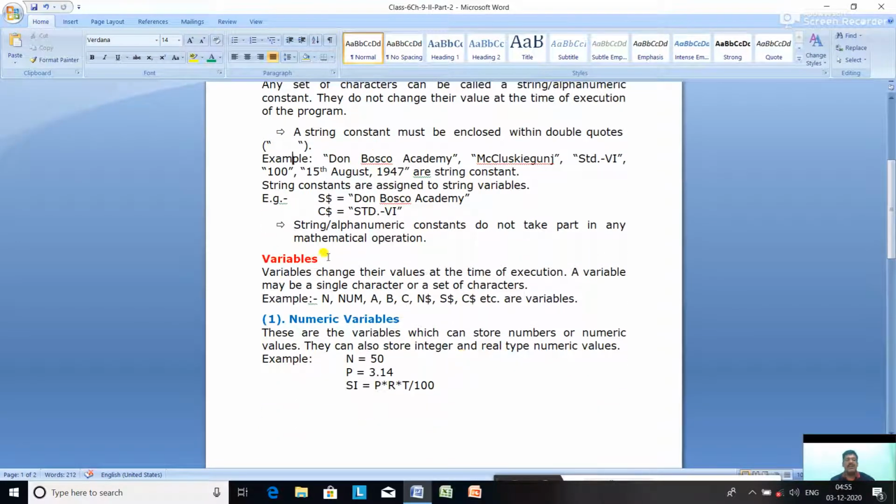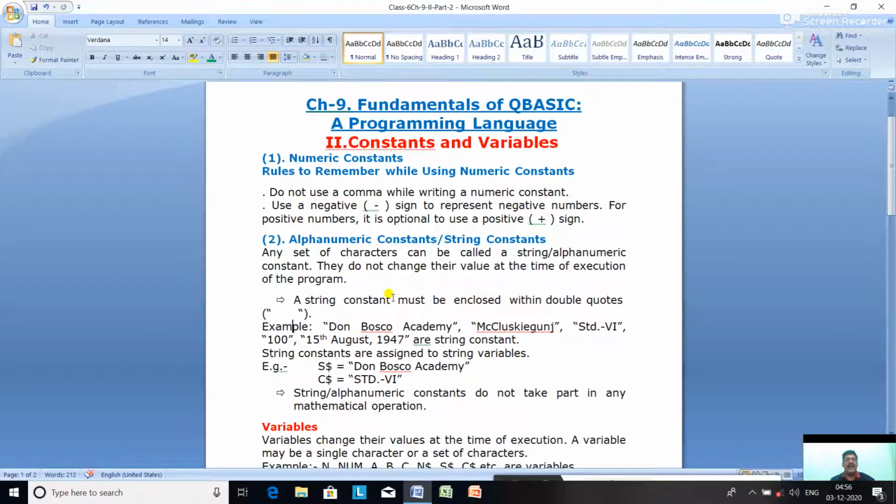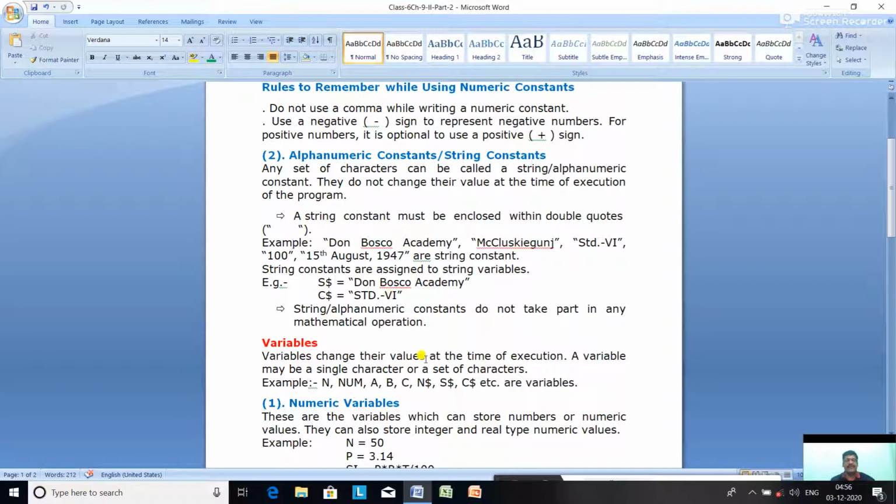Now next is variables. Variables means changeable, like age. Each and every year the value of age changes. Your height, your weight, these are variables. So variables change their values at the time of execution. A variable may be a single character or a set of characters. Variables are also of two types: numeric variables and alphanumeric or string variables.